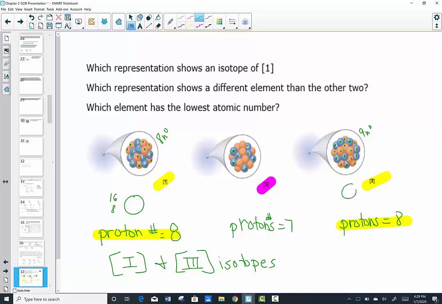Over here, 9 plus 8 is 17 total particles, but it's still oxygen. And here, number 7 is actually nitrogen. So I have a completely different element because I had one less proton. Total number of particles: 1, 2, 3, 4, 5, 6, 7, 8, 9 neutrons. 7 plus 9 is 16 as this isotopic notation for that atom. Good work.